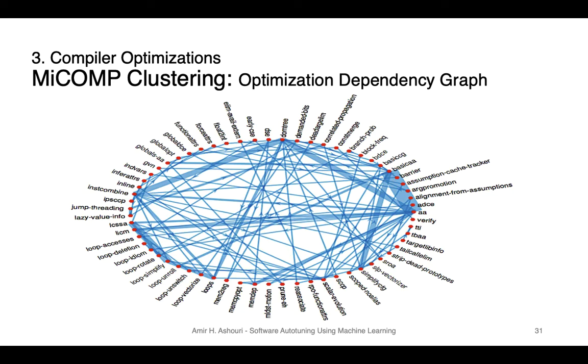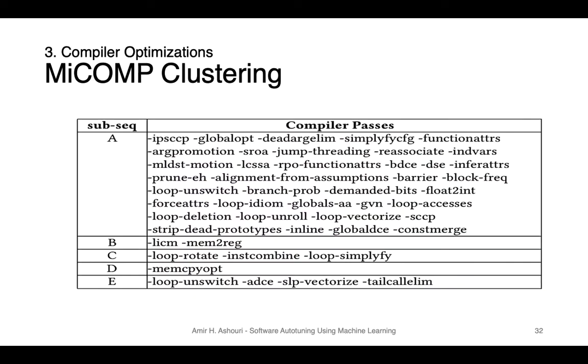So now we were able to apply a clustering method. It was an extension of k-means. I'm not going to go into details, but if you need further information, I can describe it. I have it in my backup slides. So we clustered this, and we came up with 5 mega subsequences. We call them subsequence A, B, C, D, and E.